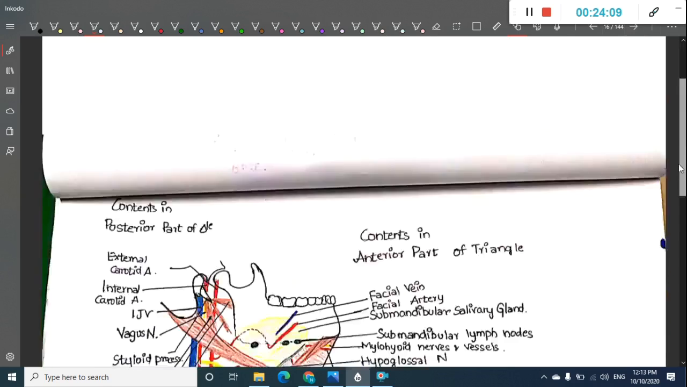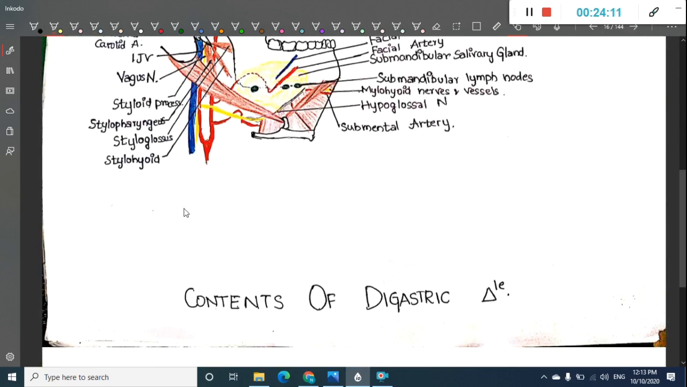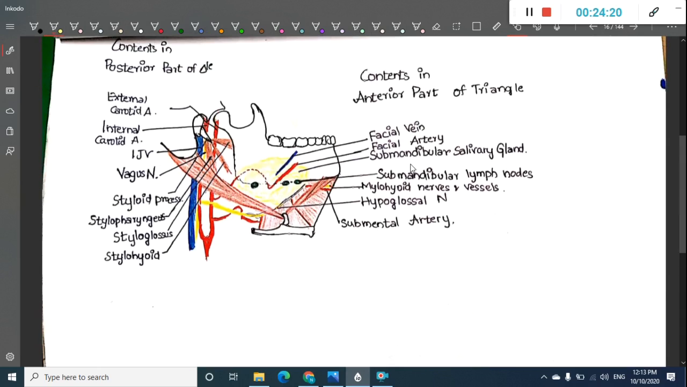Then after this we will see the contents of this digastric triangle. There are many contents in fact. This digastric triangle is again divided into two parts, an anterior part and a posterior part.